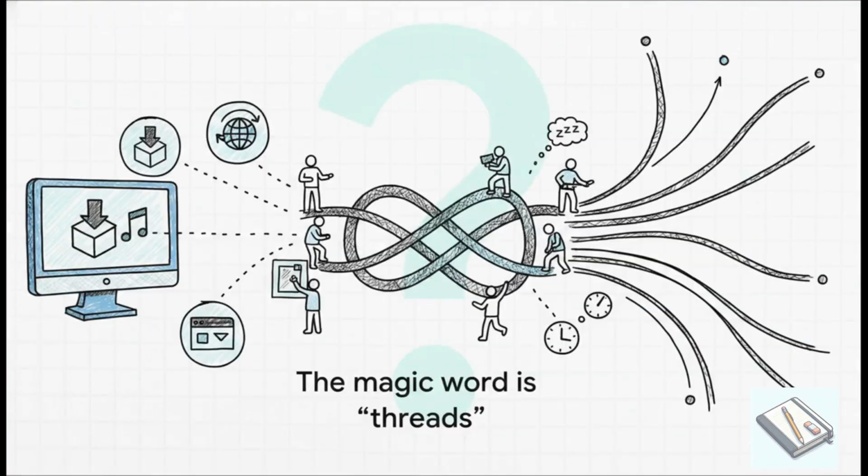You ever stop and think about how your computer is like a master multitasker? It's downloading a huge file, you've got music blasting, and you're flipping through a dozen web tabs. How does it do all that at once? Well, the magic word, as you might guess, is threads.